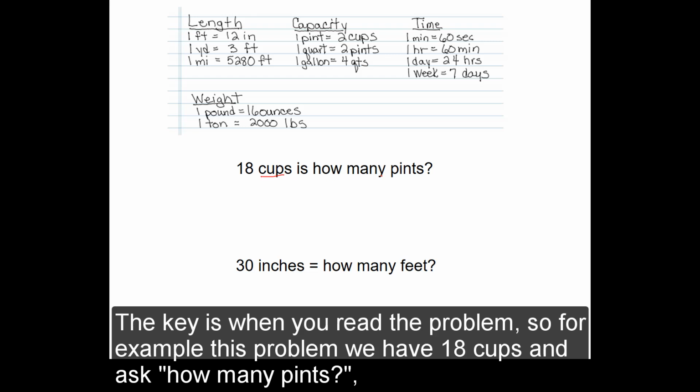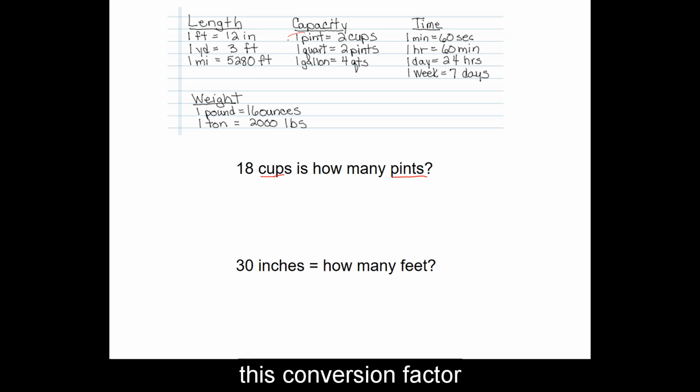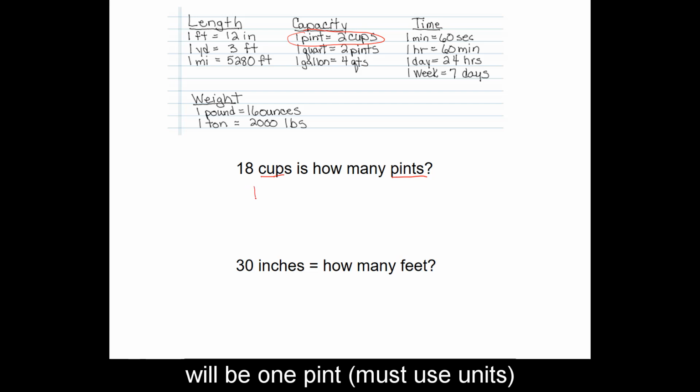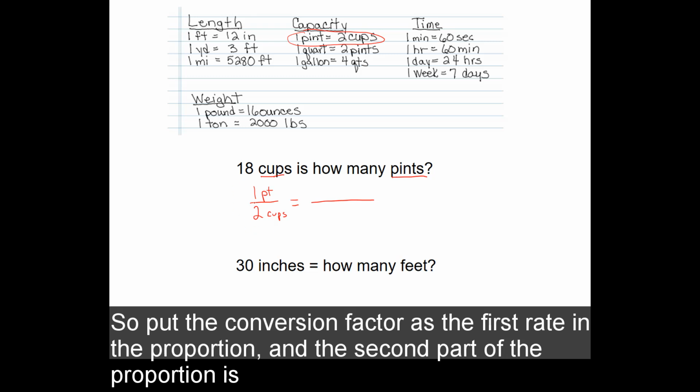And so the key thing is when you read the problem, so for example, this problem here, we have 18 cups, and they ask how many pints. And so what we want to do is find the conversion of cups and pints. So we go up to our capacity here and we see this conversion factor right here. 1 pint is equal to 2 cups. Since the units are different, our first rate will be 1 pint, and we got to put the units, because it is a rate, 2 cups. Okay, so we put the conversion factor as a rate in the first rate in the proportion.